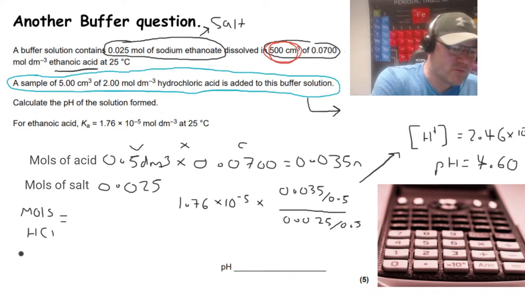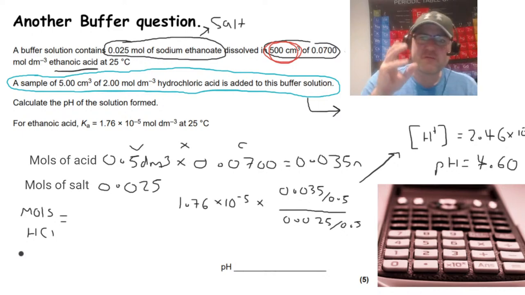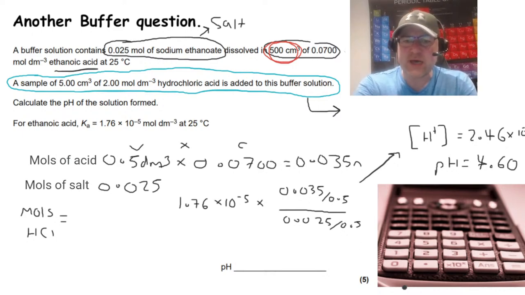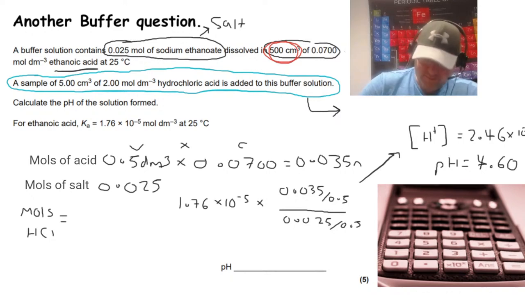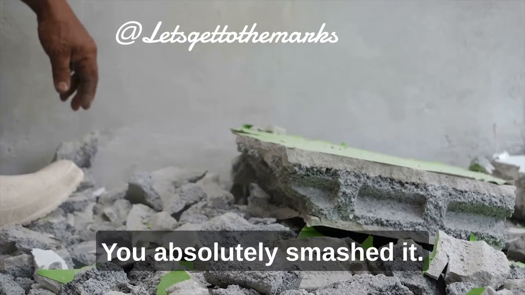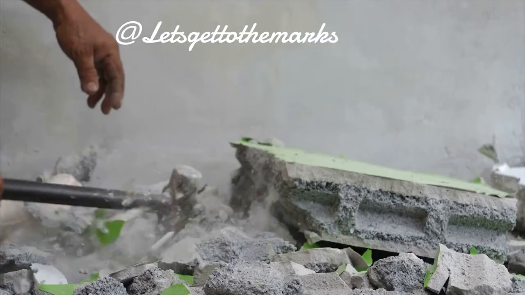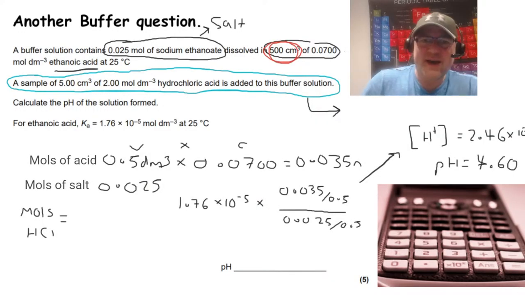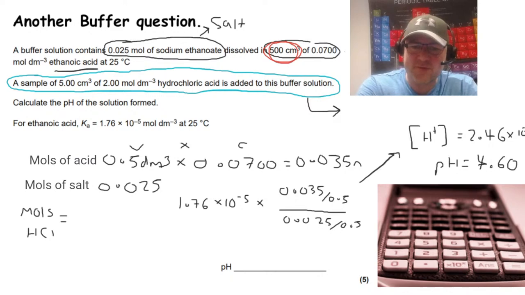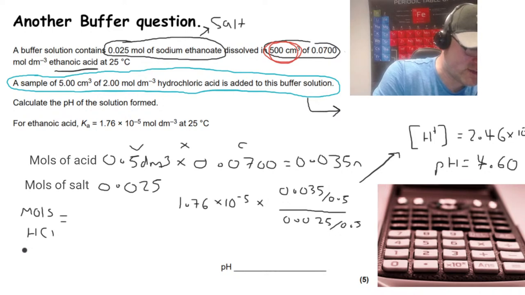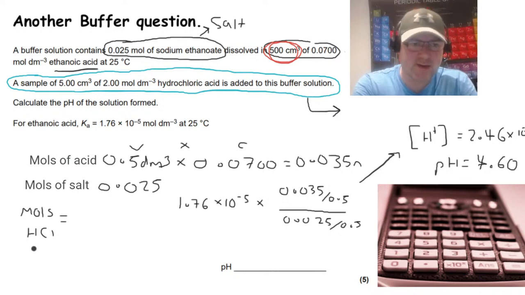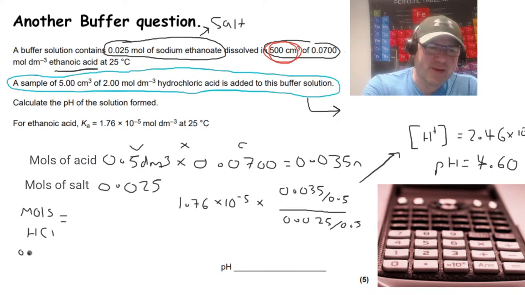So if I do 5, we need to change 5 centimeters cubed into decimeters cubed. How do you change centimeters cubed into decimeters cubed? You absolutely smashed it. Yeah, that's not getting annoying, is it? You just divide by 1,000. So if you divide 5 by 1,000, he says, not relying on his mental maths at this time of night, we're going to get 0.005 decimeters cubed of hydrochloric acid.